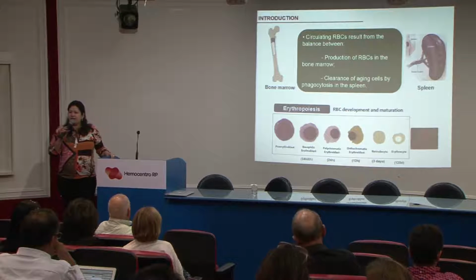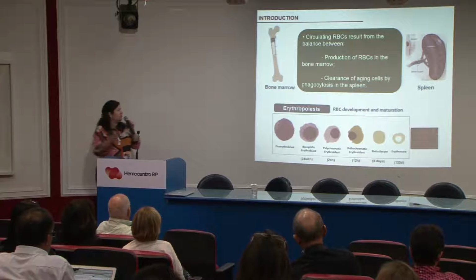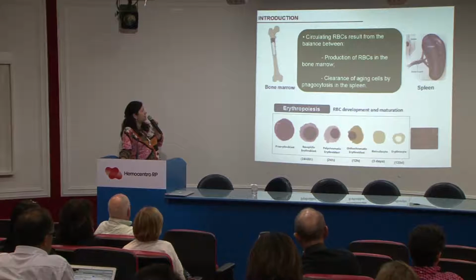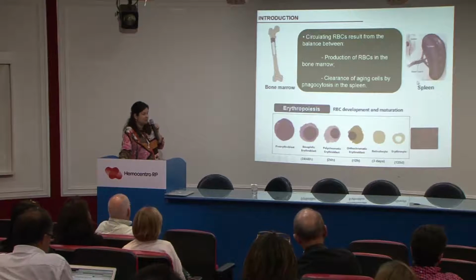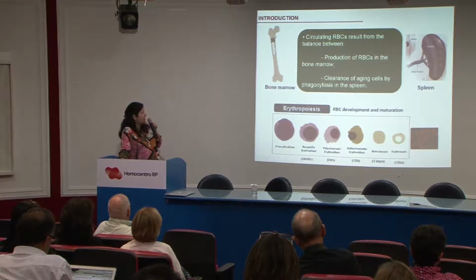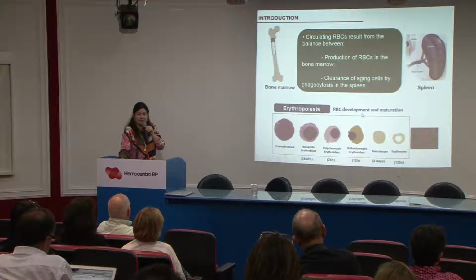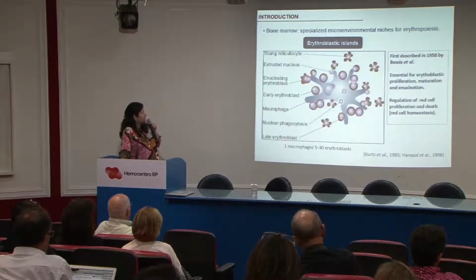The number of circulating red blood cells results from the balance between the production of these cells in the bone marrow and the clearance of aging cells by phagocytosis in the spleen. The production of red cells is called erythropoiesis, which takes place in the bone marrow, and accomplishes the development and maturation of red blood cells from early stages, since proerythroblasts, into the mature state of erythrocytes.